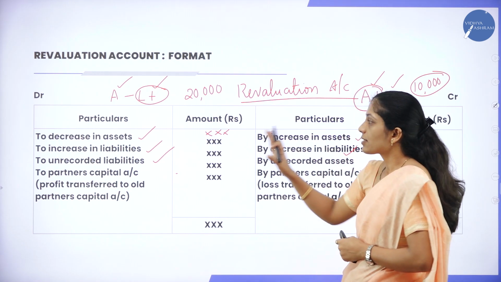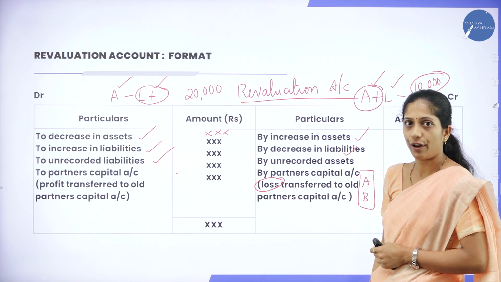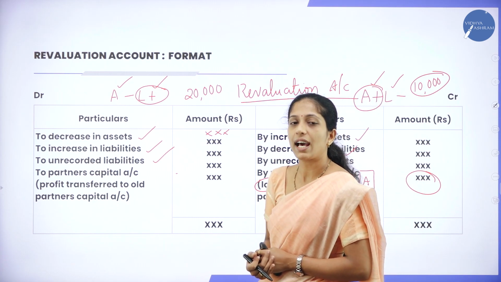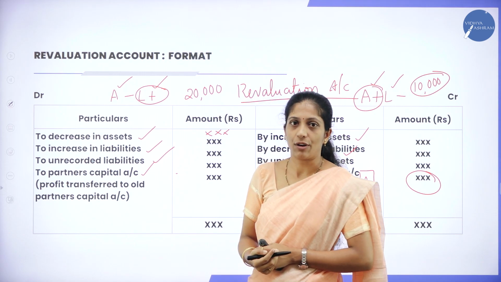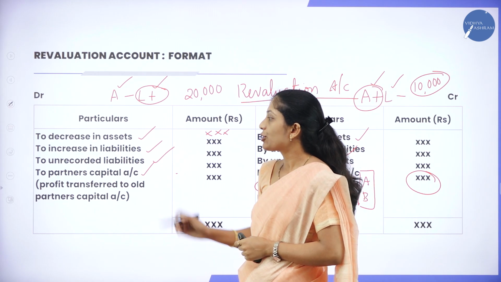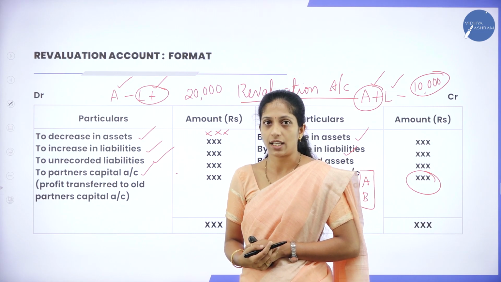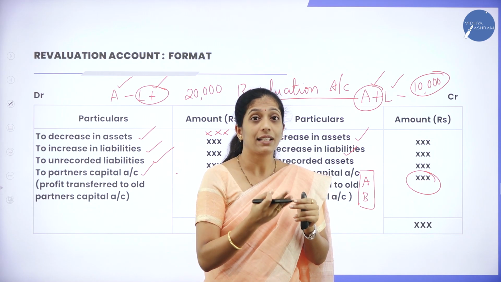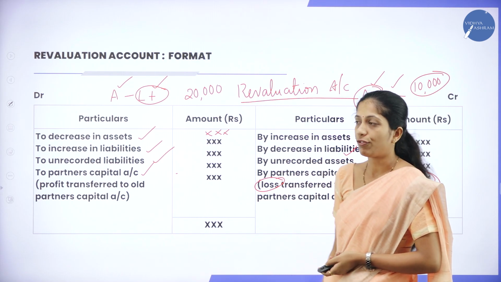Okay. Now, if the debit side is more than the credit side, as I told you, it means revaluation loss. In the same way, if the credit side is more than the debit side, it means revaluation profit. So, that profit has to be transferred to partner's capital account. In which ratio? In the old profit sharing ratio. So, how do you record? To partners capital account, profit transferred to partners in their old profit sharing ratio. And my dear students, remember you will not get profit and loss together. It will be either profit or loss. Okay. So, this is about your revaluation account format.